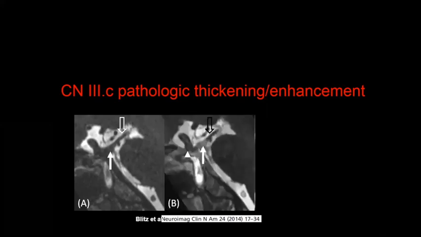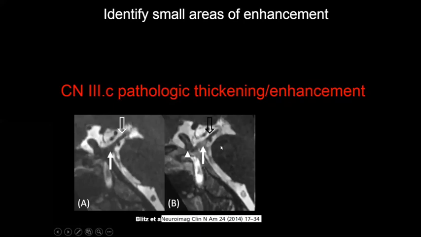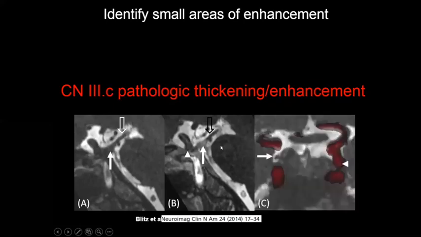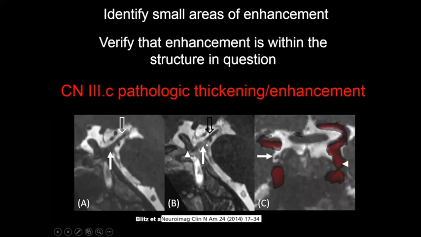And here on the post-contrast images, you can see that that distal cisternal segment is, in fact, pathologically enhancing. Look at how much brighter that is compared to the pre-contrast image. That's an example of what enhancement looks like on CISS imaging. And in fact, this is a very small area of enhancement. We can see this on the post-contrast CISS image and verify that it is in fact within the oculomotor nerve, because we can see the cranial nerves in continuity as an example on post-contrast CISS images.